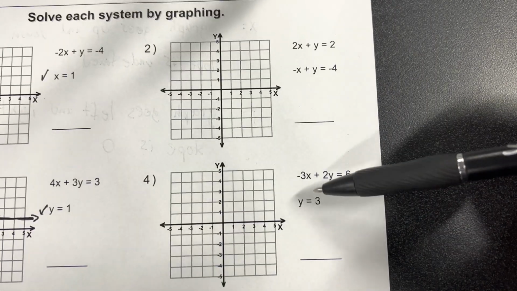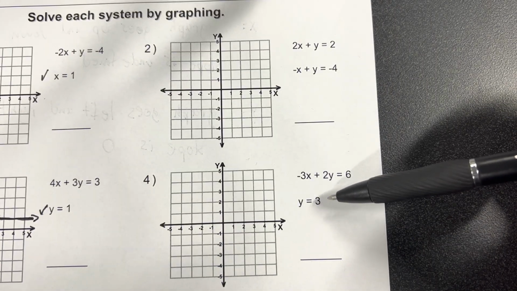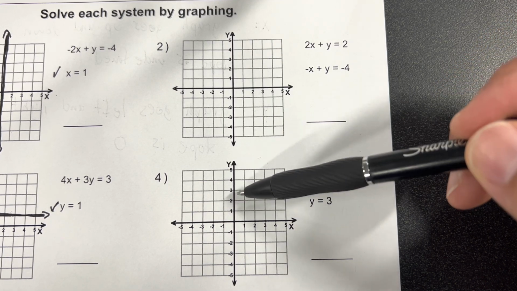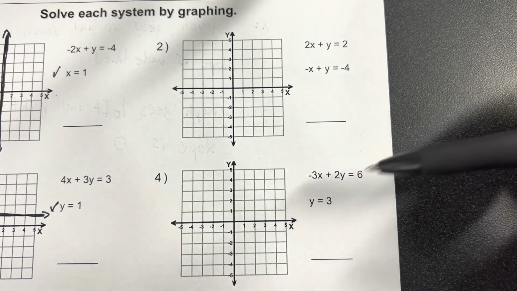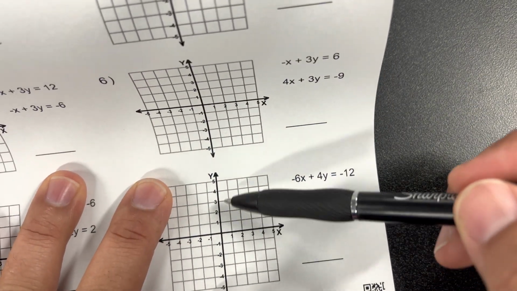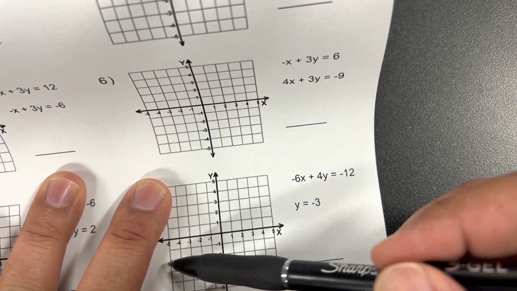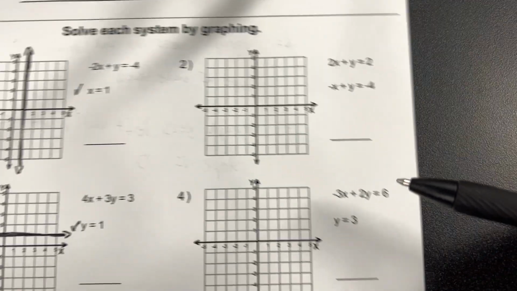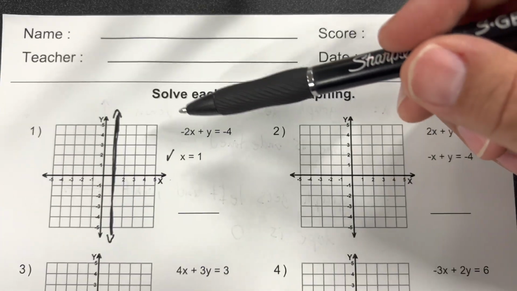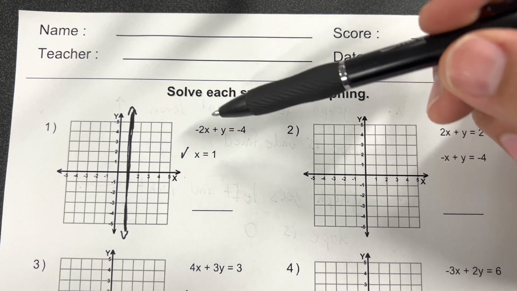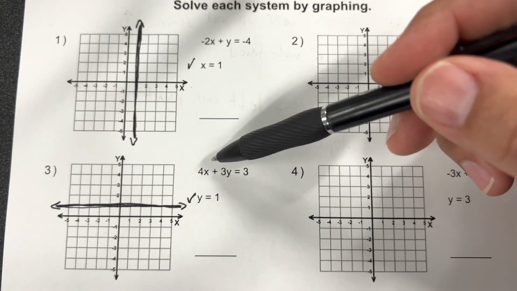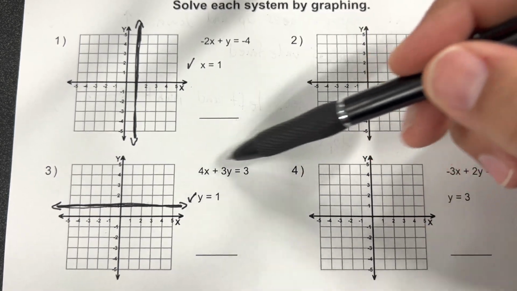For example, right here, y equals positive 3. So you're going to have a line on the y axis, go to 3, draw your line. Over here it says y equals negative 3. So on the y line, go to negative 3, draw your line. I think that's the only ones. Now for the rest of them, we're going to use the calculator to help us graph the stuff, okay? I'm not going to do these because these are kind of easy because you only have 1.